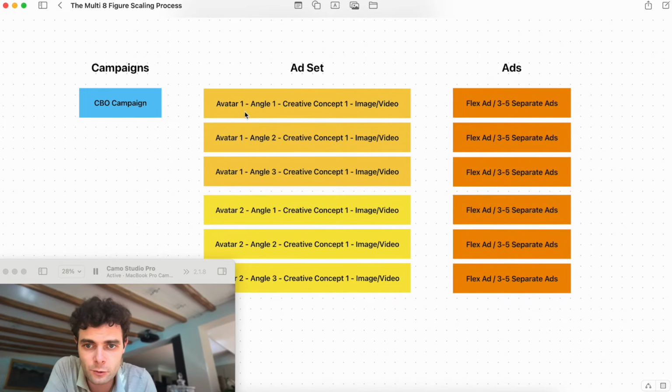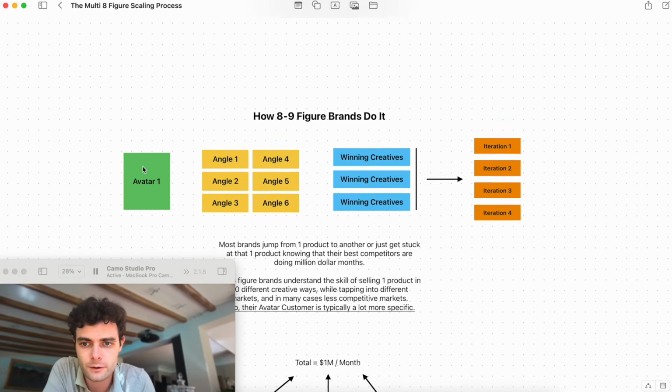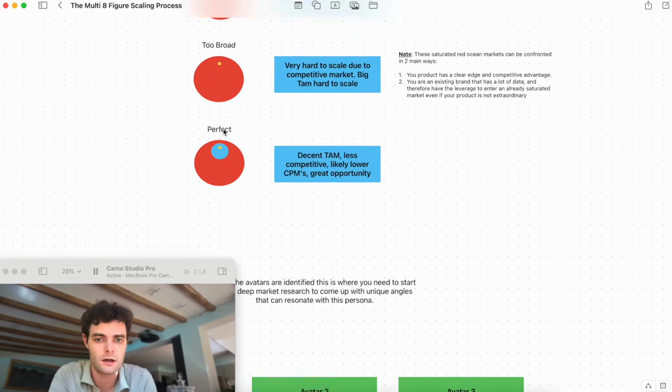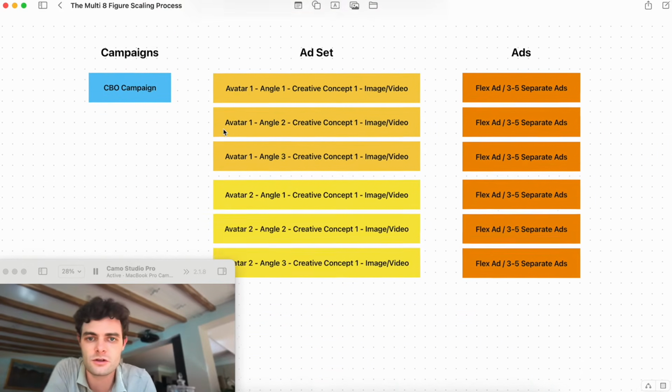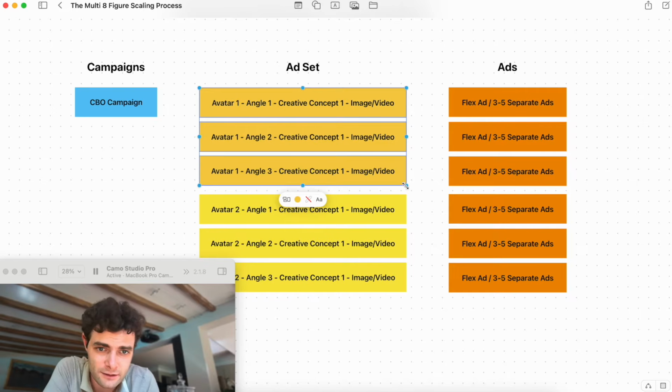And so avatar 1, the only difference between these 3 is that it's the same avatar, we're just testing different angles, which is what I showed you over here. Different angles, one avatar, different angles. These would be each individual ad set. The reason why we don't want to just do 1 or 2 angles is because we want to give it a shot. And so we typically test 3 to 6 angles at least.